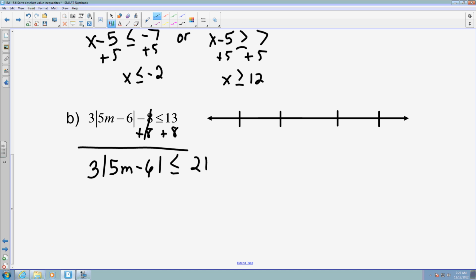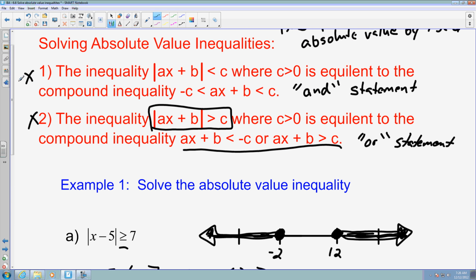Now, since it's multiplication, I'm going to divide 3 to both sides, so that cancels, and that leaves me with the absolute value of 5m minus 6 is less than or equal to 7. Okay, so now that I've determined that I've gotten the absolute value by itself, I have the inequality. It is a less than or equal to C, which is 7. I can determine that looks very similar to what our number 1 is.